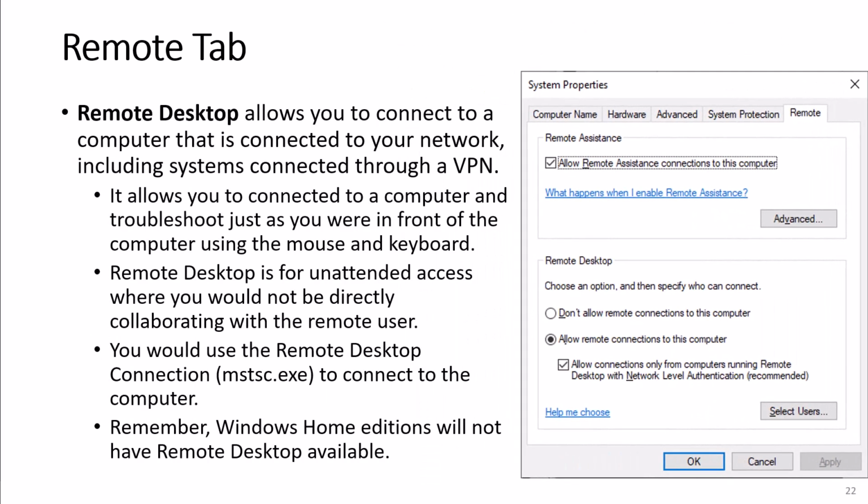Remote Desktop allows you to connect to a computer that is connected to your network, including systems connected through a VPN. It allows you to connect to a computer and troubleshoot just as if you were in front of the computer using the mouse and keyboard. Remote Desktop is for unattended access where you will not be directly collaborating with the remote user. You would use the Remote Desktop Connection, or mstsc.exe, to connect to the computer. Remember, Windows Home Editions will not have Remote Desktop available.